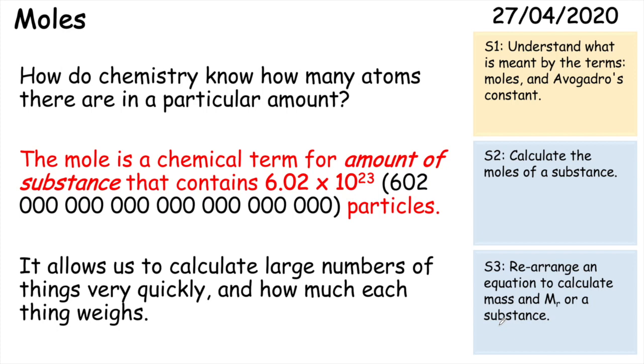Okay, so what is an actual mole? Well, a mole is a chemical term for an amount of substance that contains exactly 6.02 times 10 to the 23 particles. Now we call that number Avogadro's constant. And it just means that if you had 1 mole of any substance, it would always contain that number of particles. And as you can see, it's a very large number.